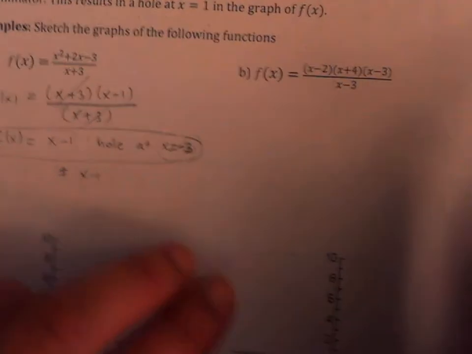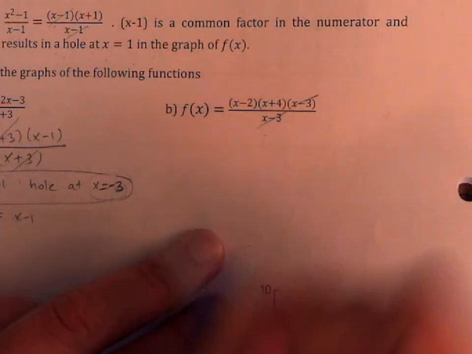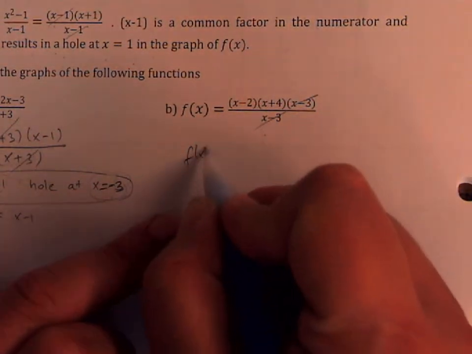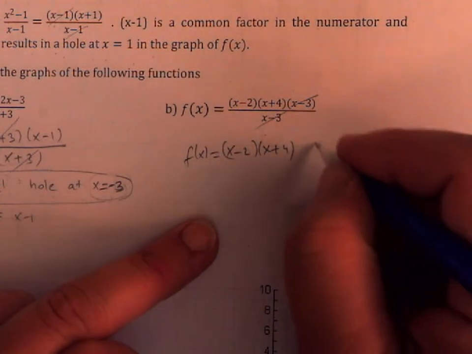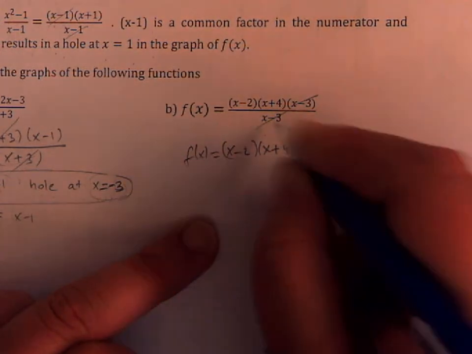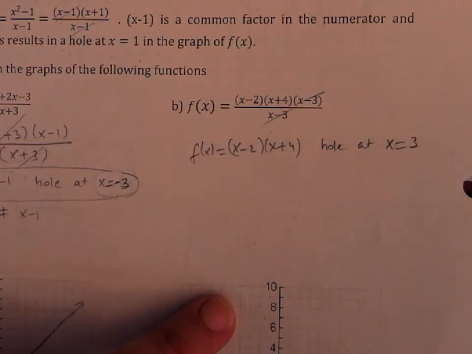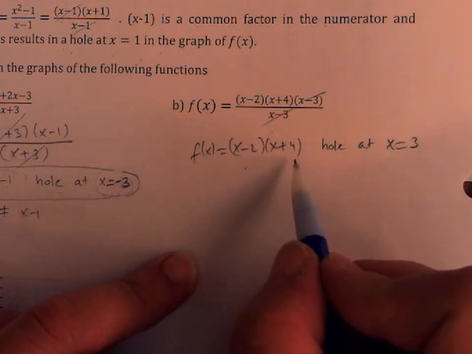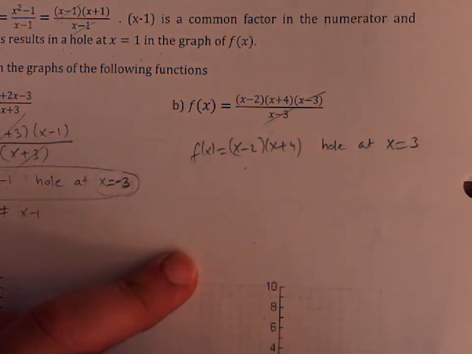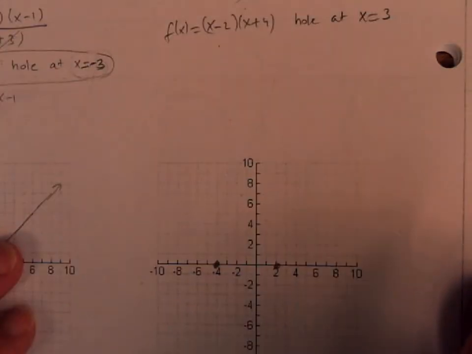So let's look at the next one. It is already factored for you. Now we see that x minus 3 is common. Okay? So then f of x is x minus 2 times x plus 4 with a hole at x equals 3. Okay? Then we are going to sketch this x minus 2 times x plus 4. So you know that it is a parabola, right? The x-intercepts are 2 and -4. So how do you find the vertex?